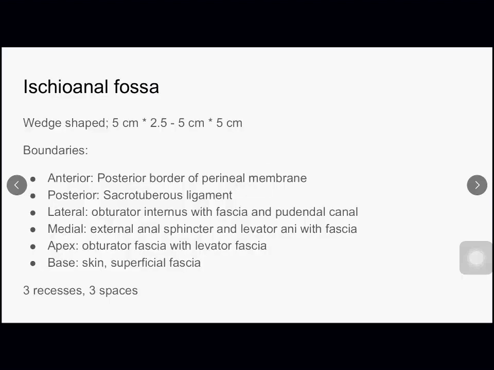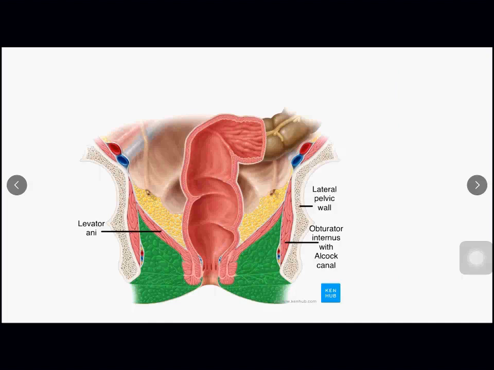In order to understand the medial and lateral boundaries, you should take this as a coronal section. The green colored thing is your ischiorectal fossa. Let us see the lateral boundary. This is the lateral pelvic wall. You all know in the pelvic wall you have a foramen. You have a circular foramen in the pelvic wall, no? What is the foramen which is present in that pelvic bone? It is your obturator foramen.